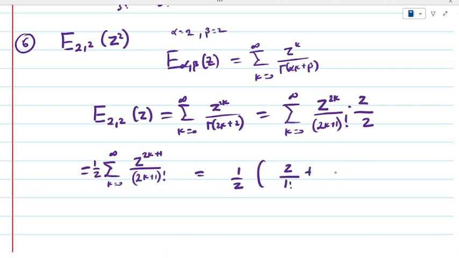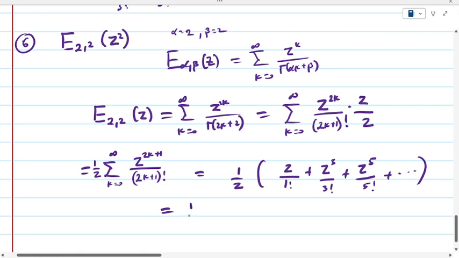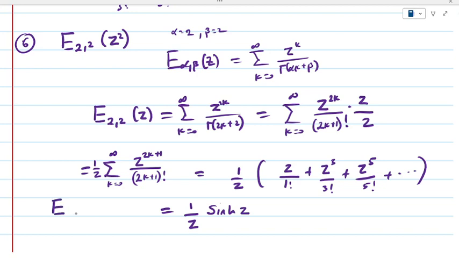K equals 1, we have z^3 over 3 factorial. K equals 2, we have z^5 over 5 factorial, plus dot dot dot. So we find out that this is 1 over z sinh z. So this is the Mittag-Leffler function E_{2,2} of z squared.